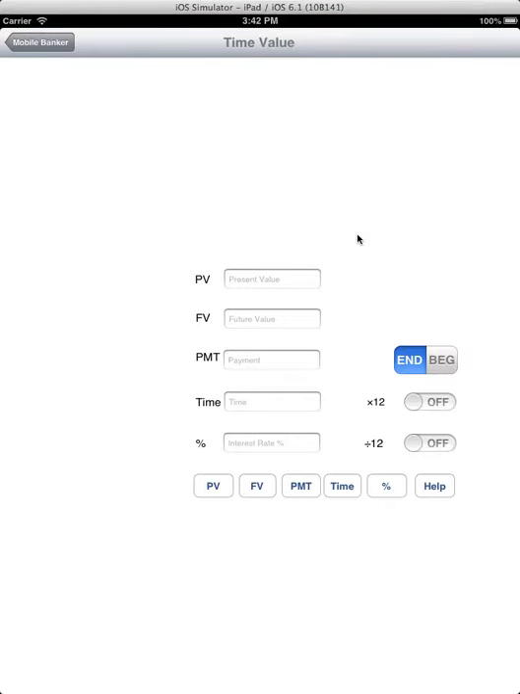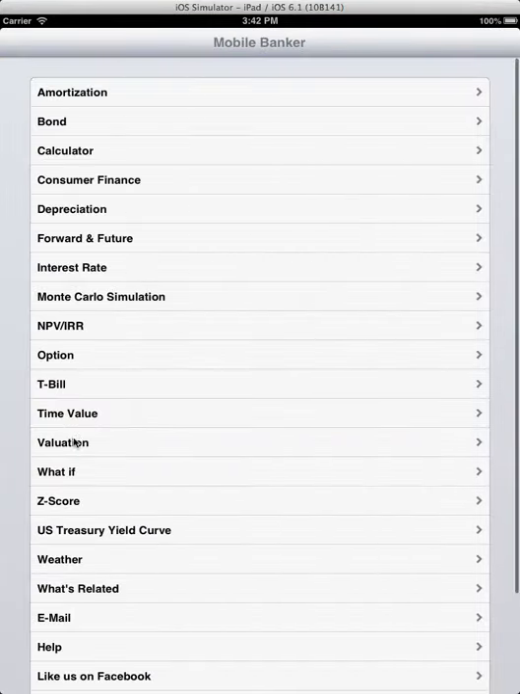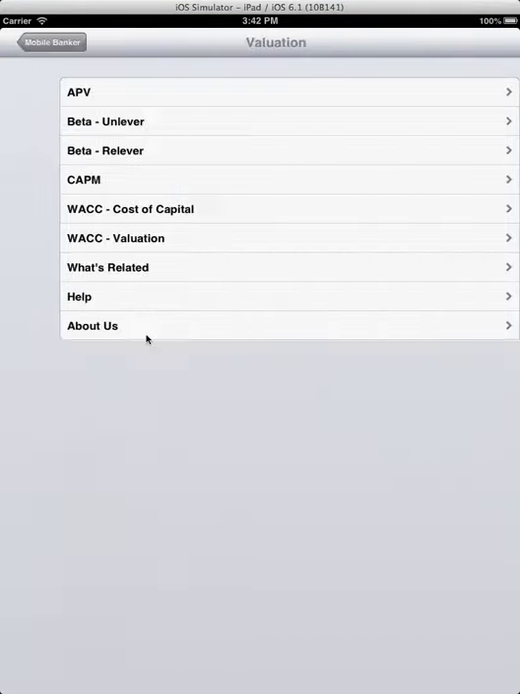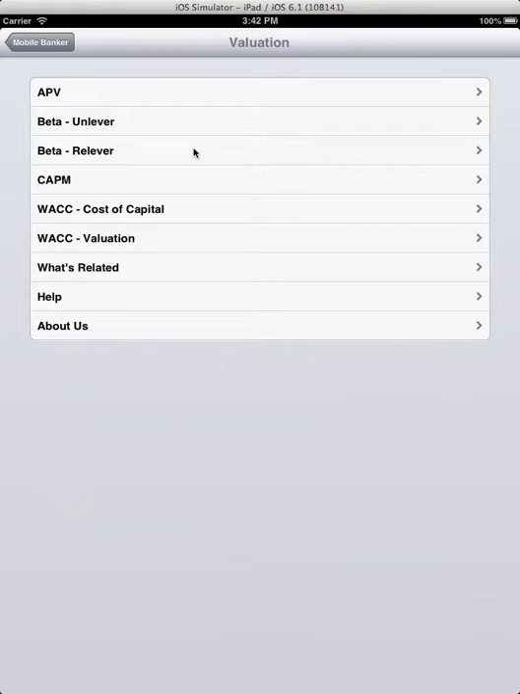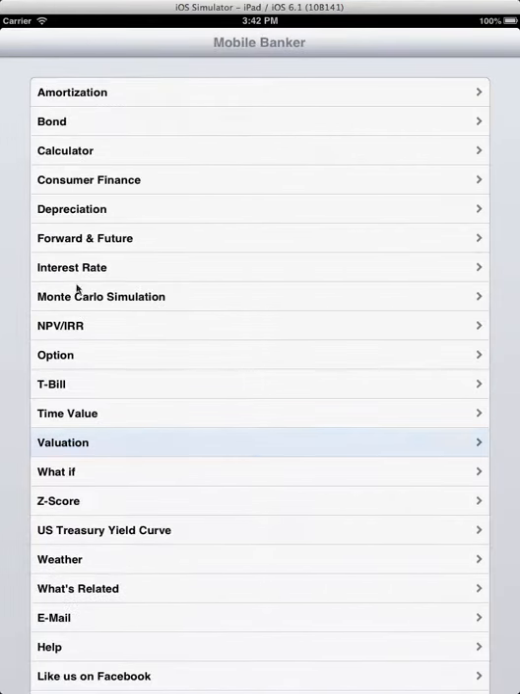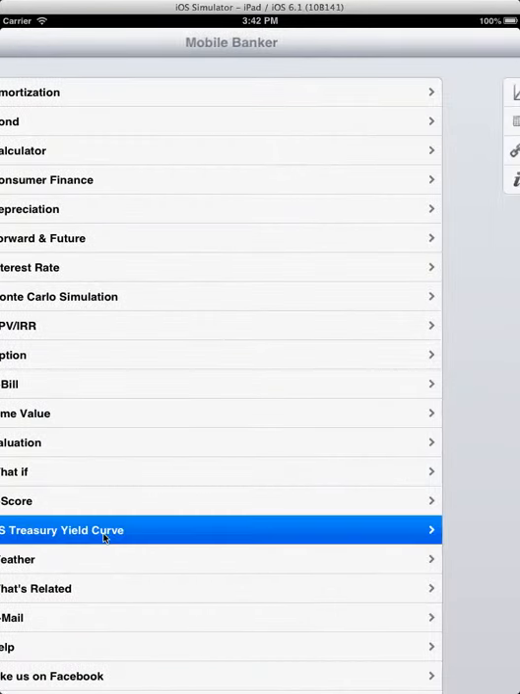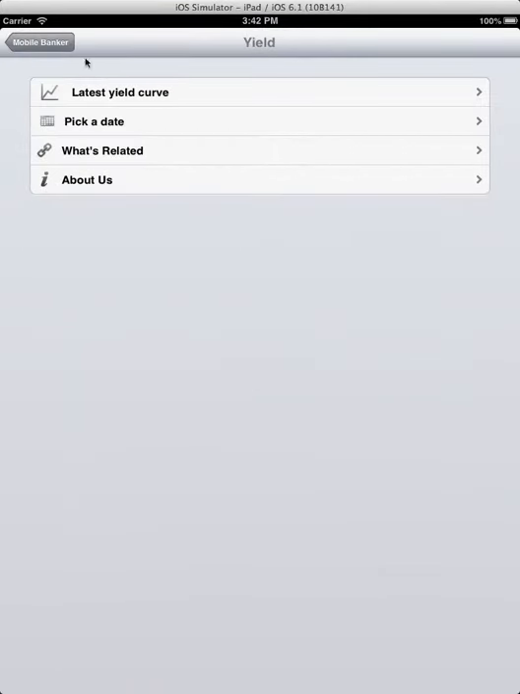It covers present value, future value, payment, time, and it covers valuation, APB valuation, beta, unlever, relever, CAPM, weighted average cost of capital, valuation. It performs what if analysis, and then there is a US Treasury yield curve.